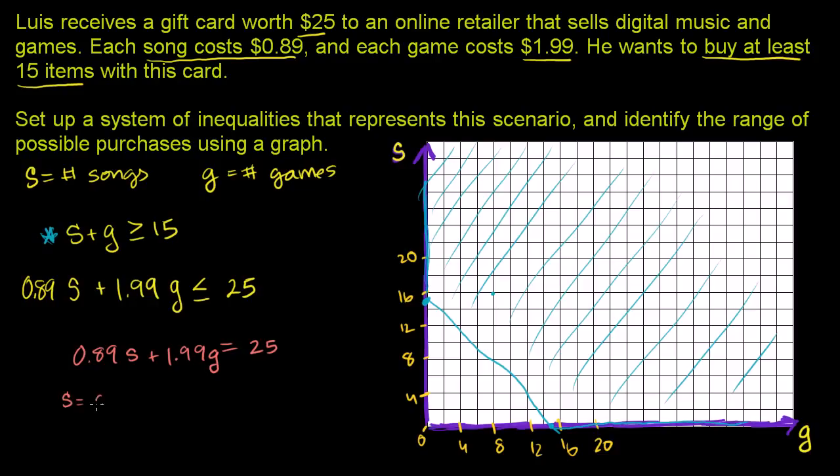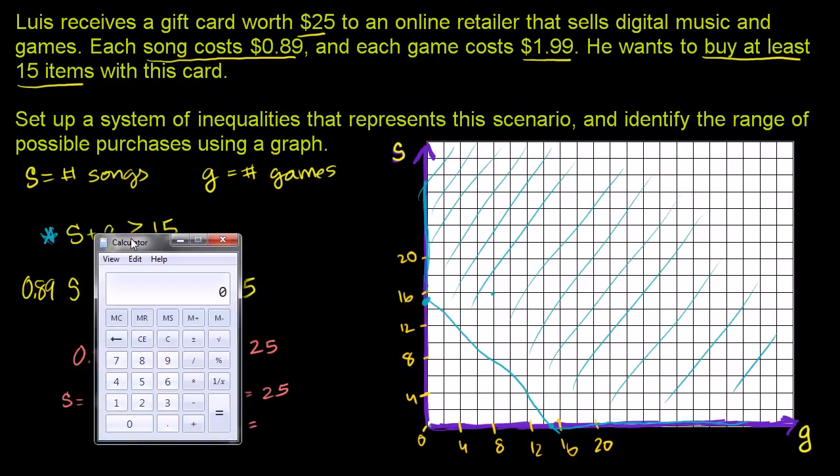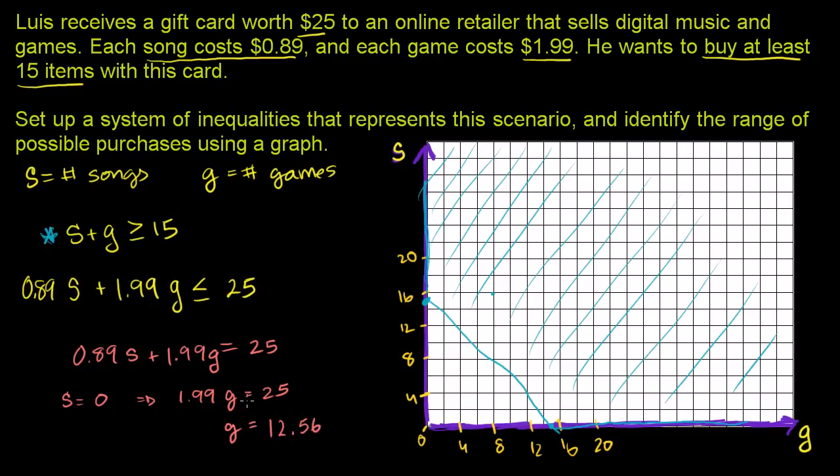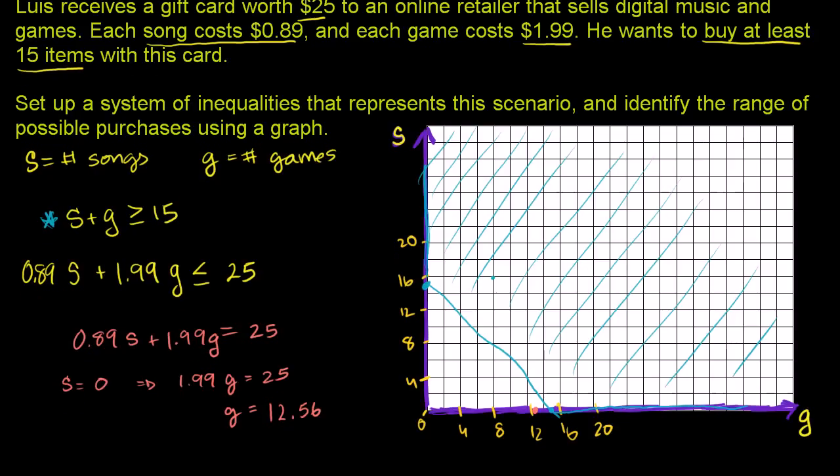So if s is equal to 0, then we have 199g is equal to 25, or g is equal to, let's get a calculator out for this. If we take 25 divided by 199, it is 12.56. G is equal to 12.56. So when s is 0, let me plot this. When s is 0, g is 12.56. This is 12, this is 14. 12.56 is going to be right there, a little bit more than 12. That's that value there.